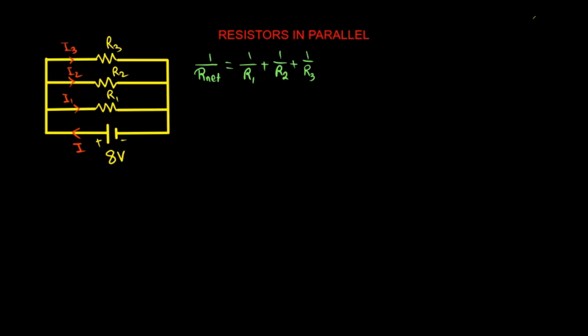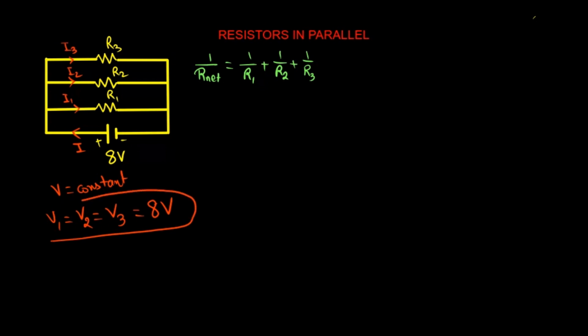The one thing you have to know is that in a parallel circuit, the voltage is constant. That means the voltage across the first resistor is the same as the voltage across the second resistor, which is the same as V3, the voltage across the third resistor, which is equal to the voltage of the battery. So they are all 8 volt. You can also say this is your V net of the circuit.